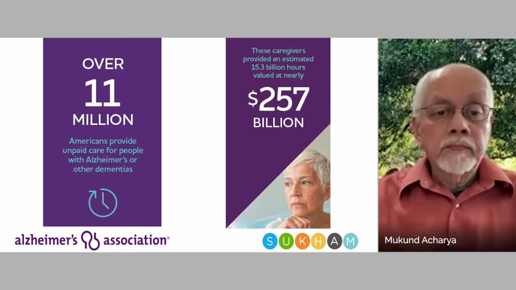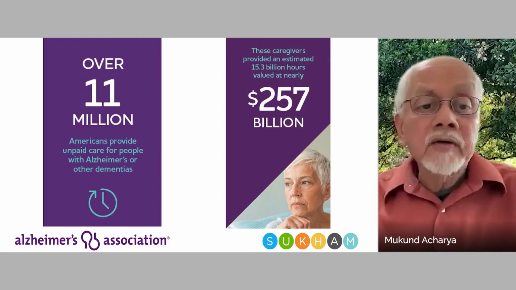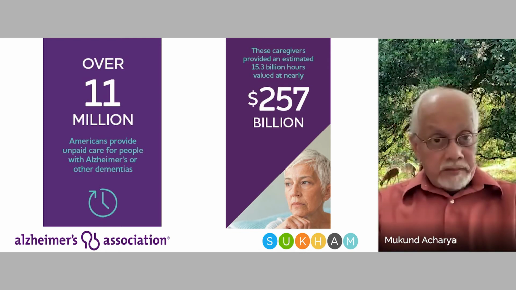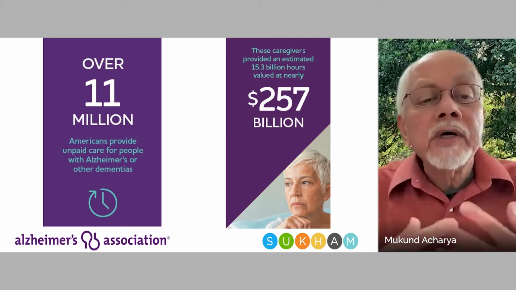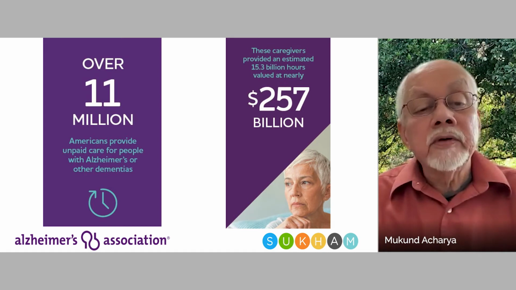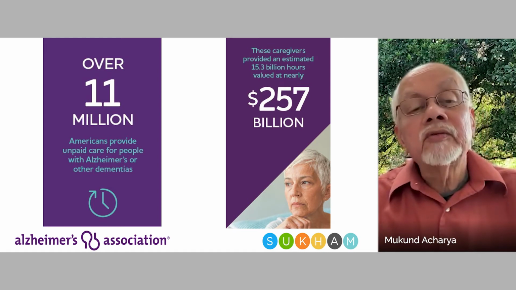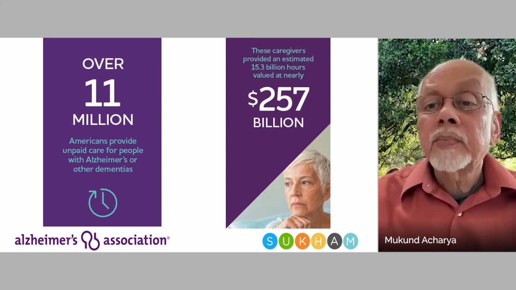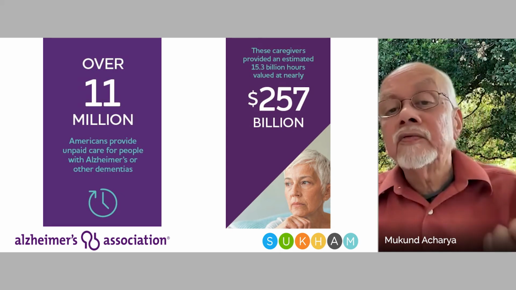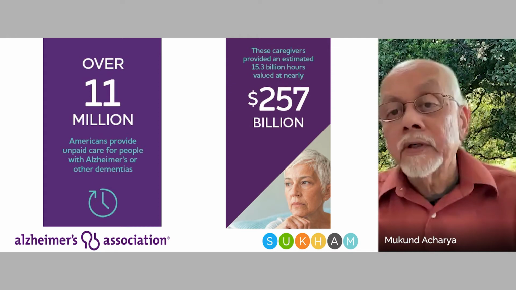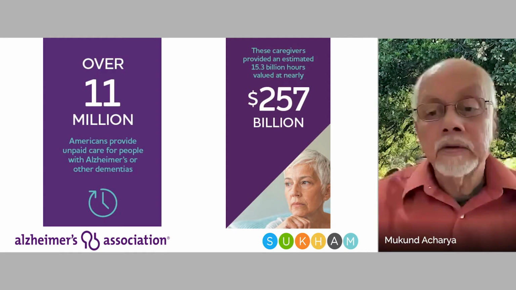Okay. And as I mentioned, there are a lot of caregivers. Most of them are unpaid. Almost all of them are unpaid, right? Majority of them. Over 11 million Americans provide care for people living with Alzheimer's. This is of the 53 million that I talked about who are caregivers. And they provide an estimated 15.3 billion hours every year, valued at $257 billion.